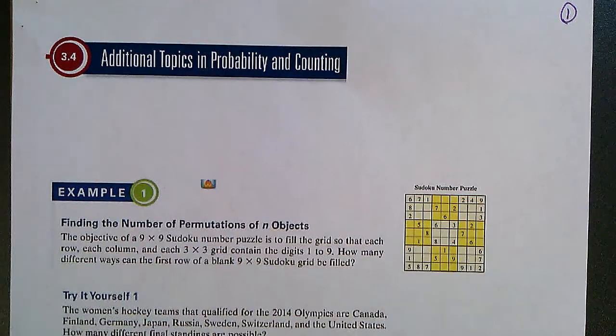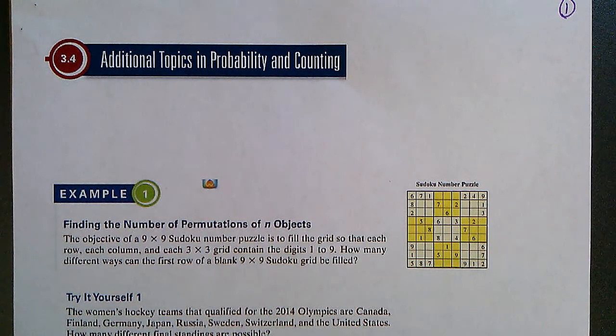The title of section 3.4 is Additional Topics in Probability and Counting. And basically, what we're going to be doing in this section is talking about permutations and combinations. And we do have some kind of tricky applications to do towards the end. So let's get started.